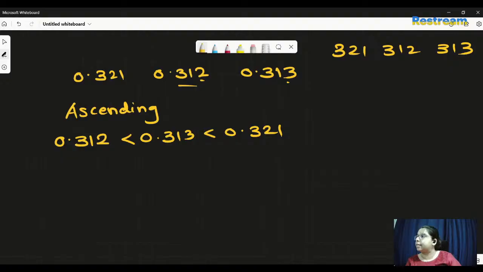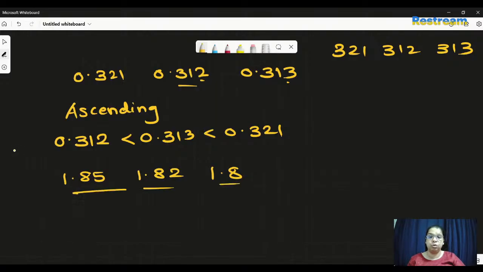So let's take a nice example. How about this one? 1.85, 1.82, 1.8. Okay. Now, if you see, these two are like decimals because they have two decimal numbers after the decimal point. But this one is an unlike decimal, not same as the ones you had before. So it's because it has only one decimal place.